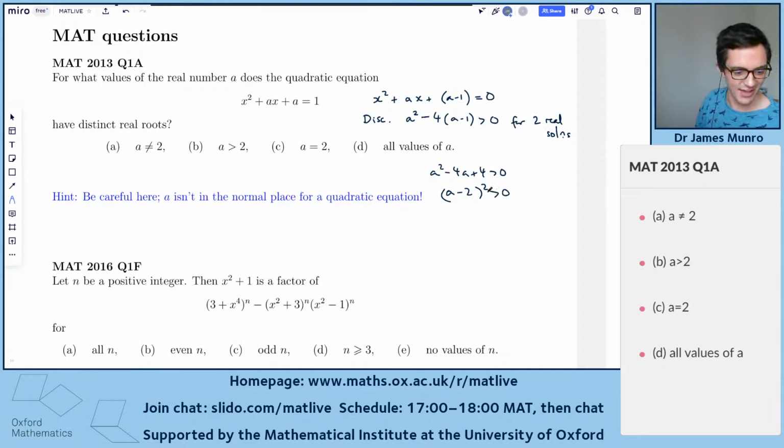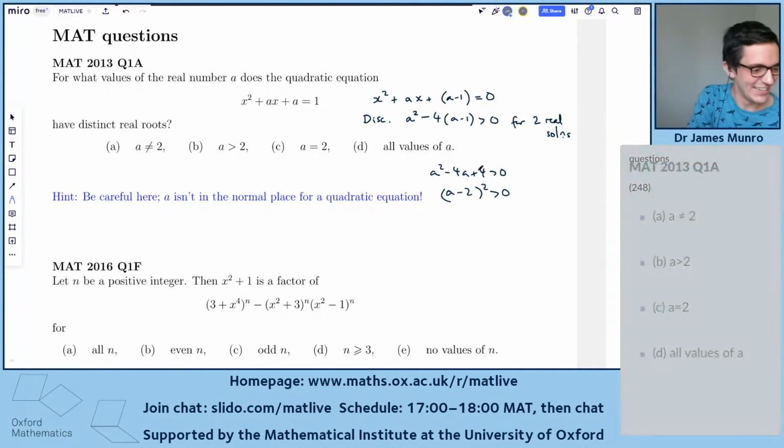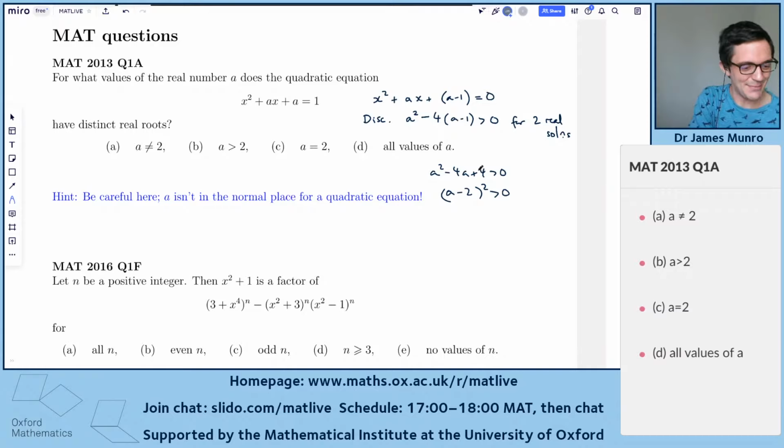Okay. Yeah. People in chat reminding me to subtract 1. Four people have told me to remember to subtract 1 from the other side. Let's just quickly do it for posterity. There you go. This chat recently, just remember to subtract the 1, James. They know what I find difficult. Exactly. Happy to help out.